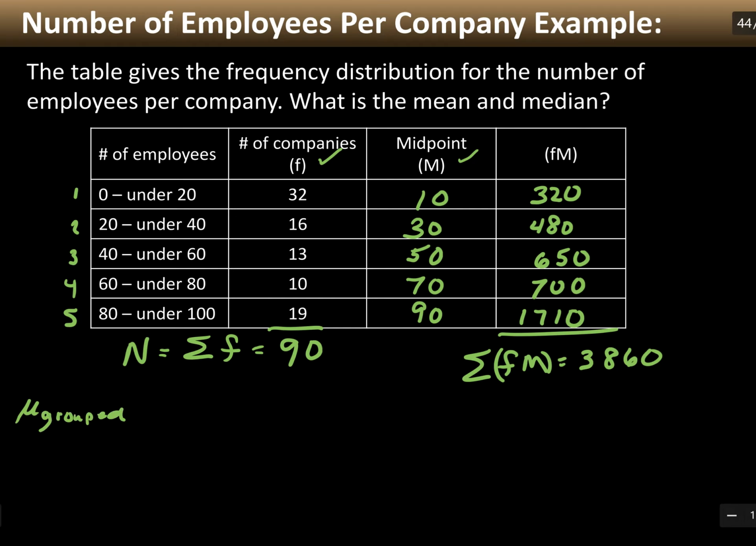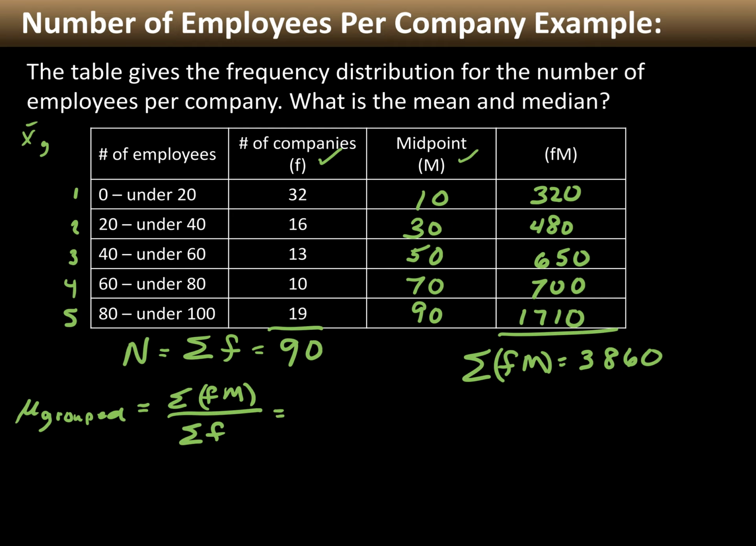So the mean of grouped data is mu of grouped, right? Because we're looking here at a population, so we'll use mu. If it was a sample, we would do x bar of the grouped, right? So here it's the mu. The mean of the grouped data is going to be the sum of the frequencies times the midpoints in the numerator divided by the total frequencies, or capital N, in the denominator.